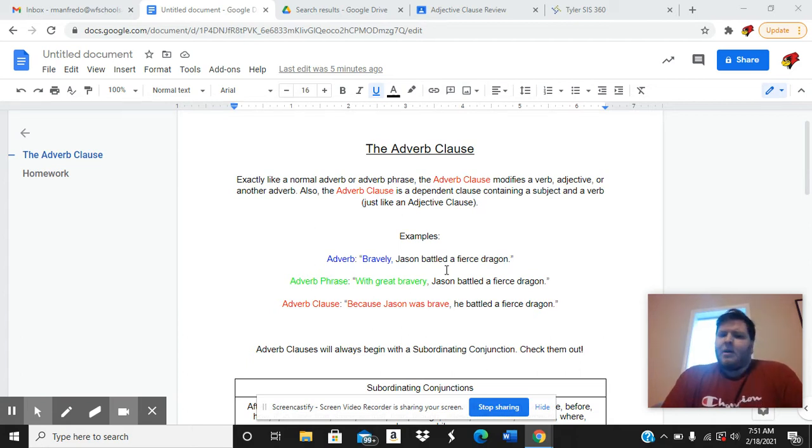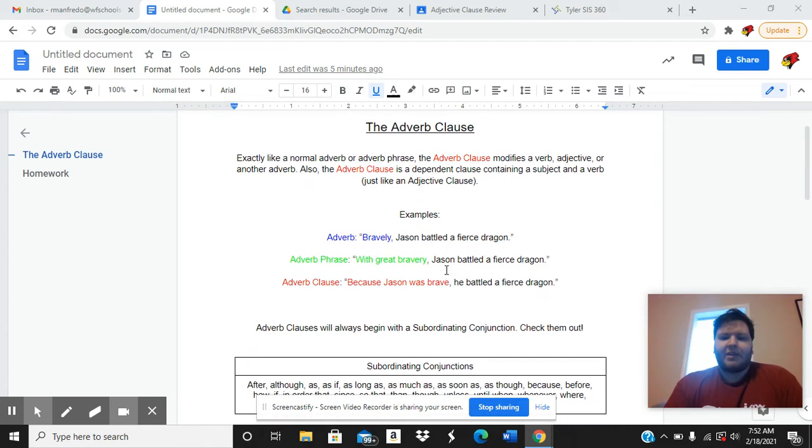So, what is inside of an adverb clause? Well, you're going to have a subject, you're going to have a verb, and then just like an adjective clause, it won't make complete sense by itself because it is a dependent clause. So it needs a little bit of a boost in order to be a complete sentence.